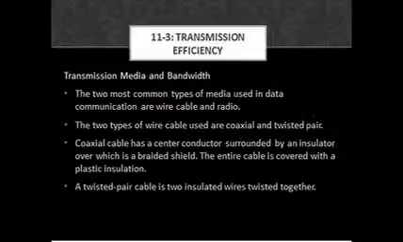Transmission media and bandwidth. The two most common types of media used in data communication are wire cable and radio. The two types of wire cable used are coaxial and twisted pair. Coaxial cable has a center conductor surrounded by an insulator, over which is a braided shield. The entire cable is covered with a plastic insulation. A twisted pair cable is two insulated wires twisted together.